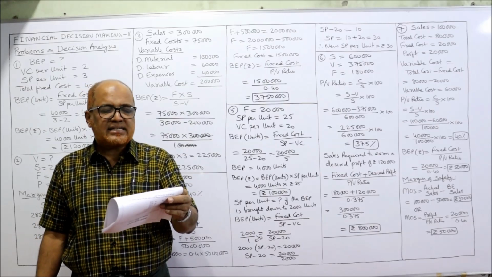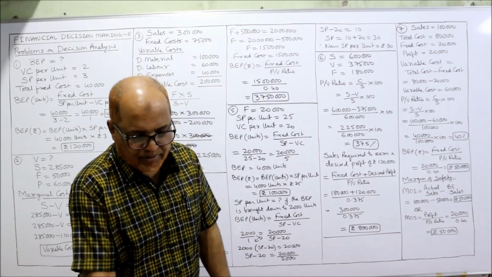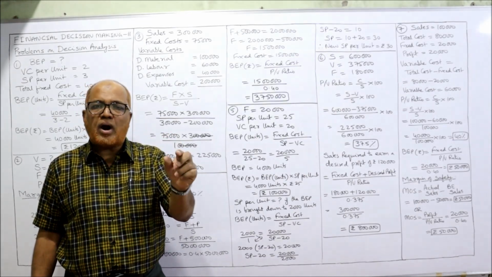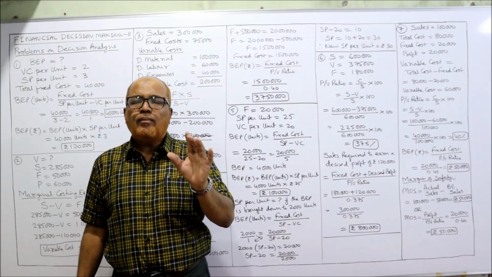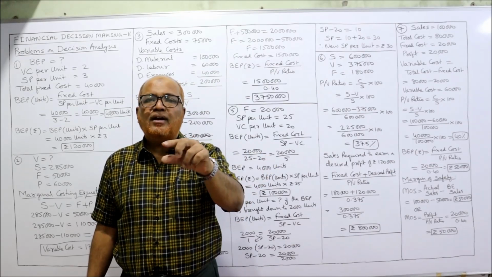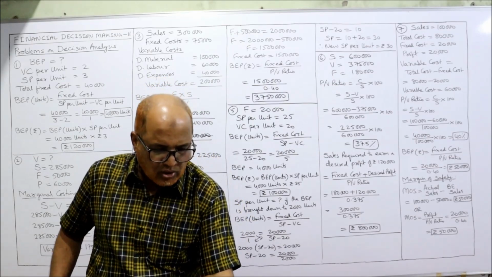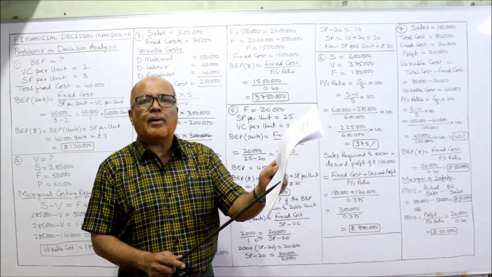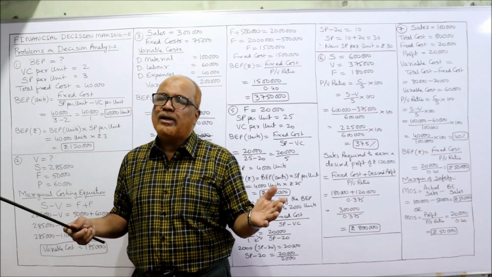Data given: sales are 6 lakh, variable cost 3,75,000, fixed cost 1,80,000. First time we are going to apply the formula for sales required to earn a desired profit. The formula is fixed cost plus desired profit divided by PV ratio. Fixed cost is directly given in the problem, 1,80,000. Desired profit is also given in the problem, 1,20,000.